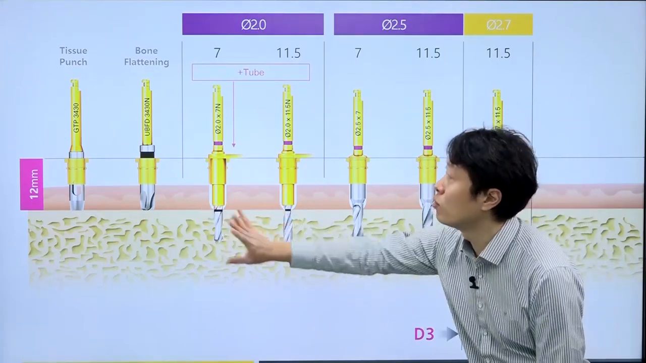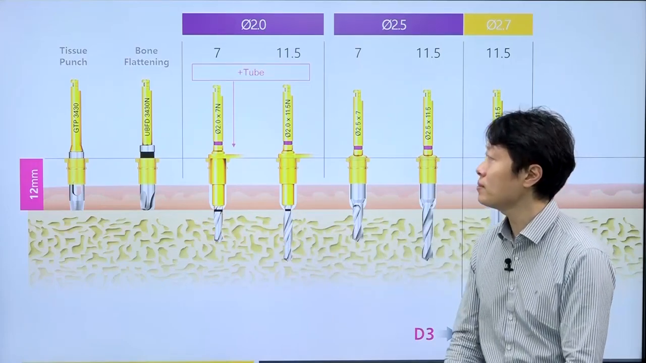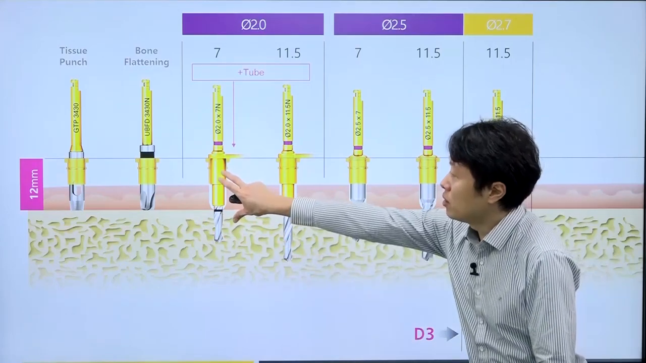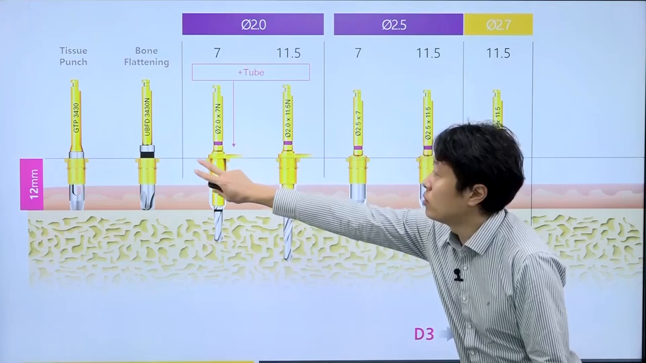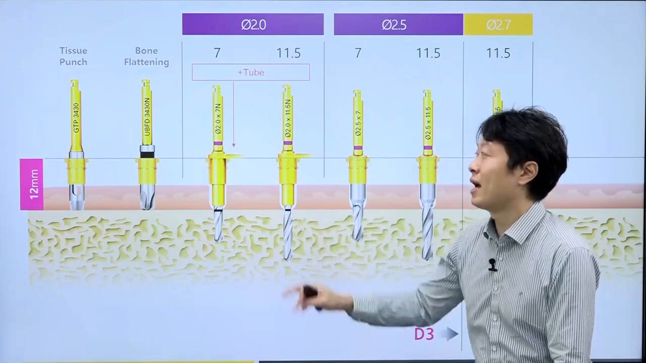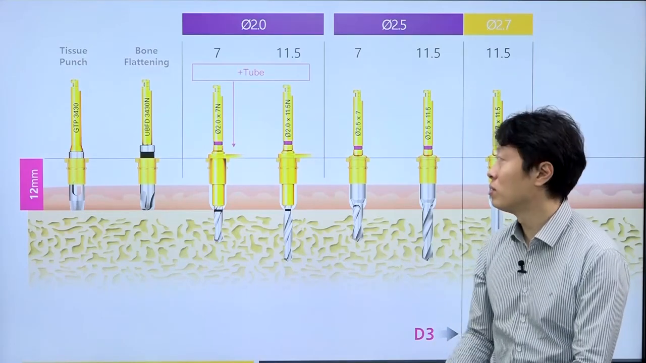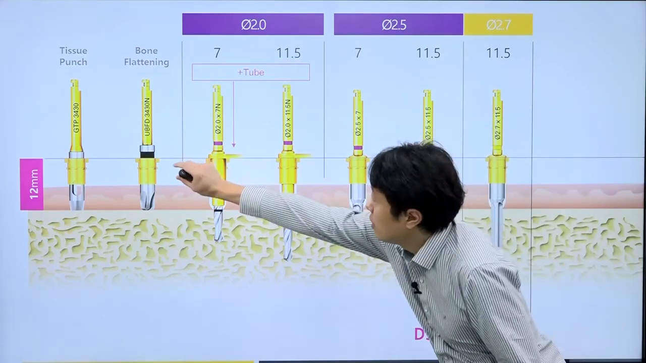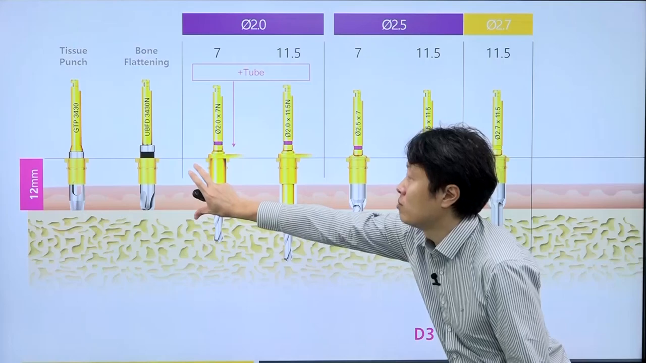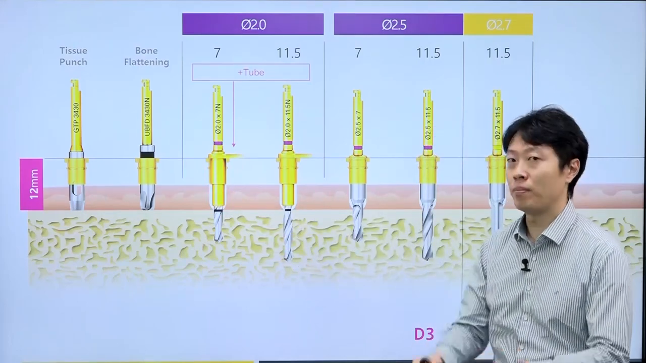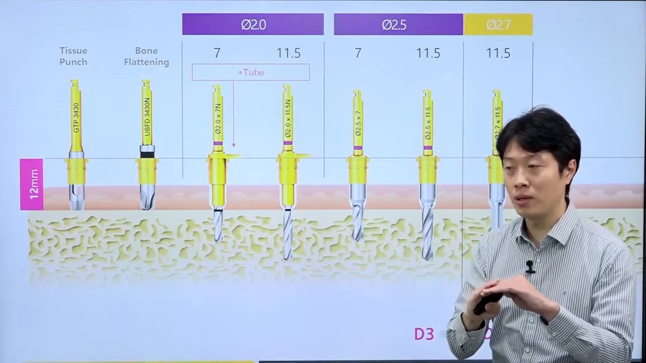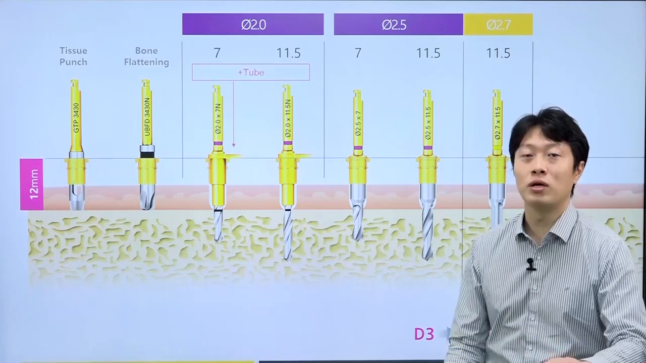That's when the bone flattening drill comes into play. The bone flattening drill, too, has a band like this. It is of the narrow type, so the lowest line is the 12 mm offset. So drill up to the lowest line of this band. After flattening comes the process of creating an accurate path.